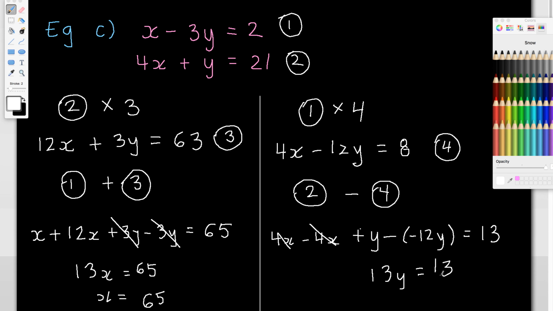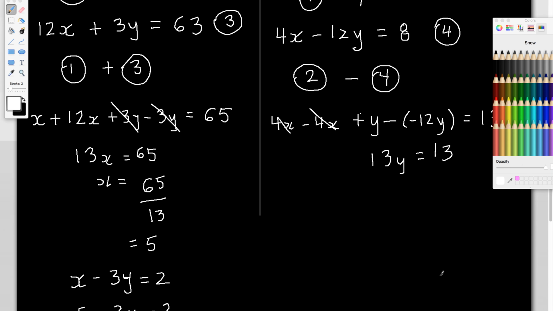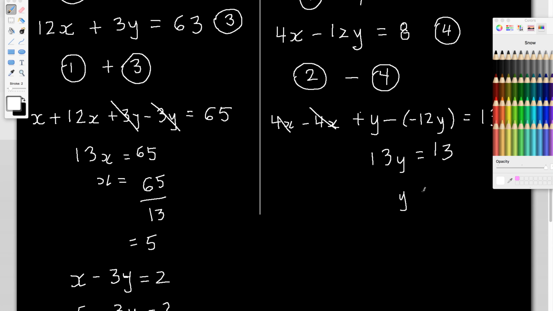Now you'll notice that's exactly what I got on the left-hand side. When I did it a different way, that's what I should get, because it will be the same answer no matter what method you use. So I've got my y equals 1, and then of course I'll substitute just like I did when I did it the other way.